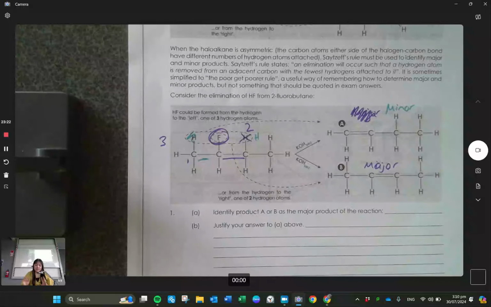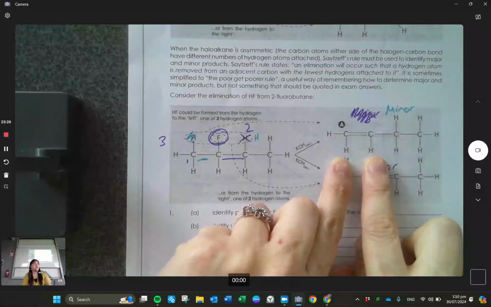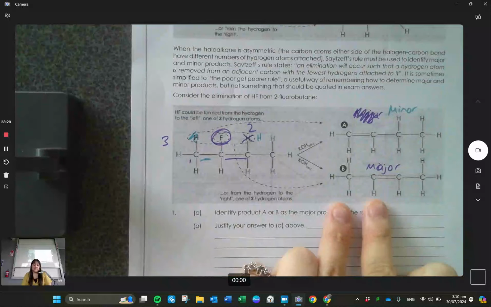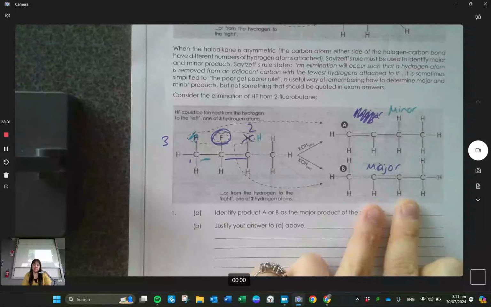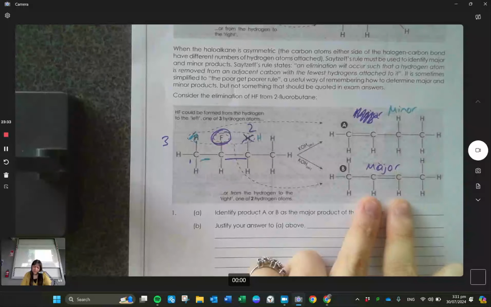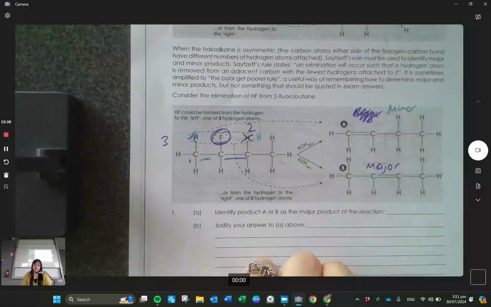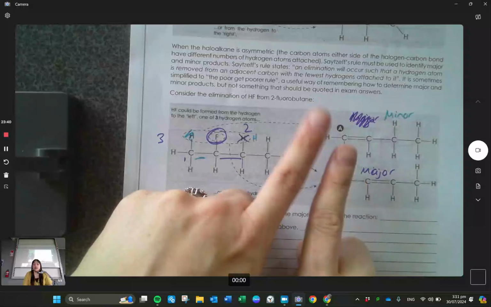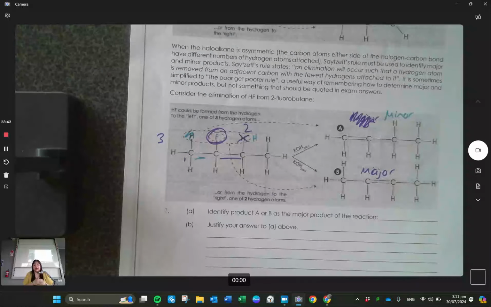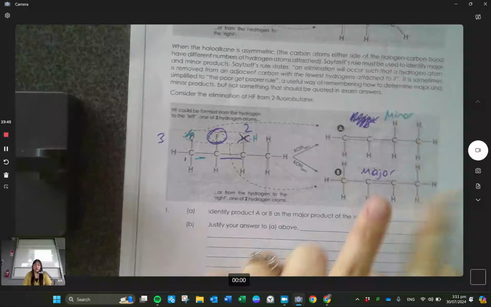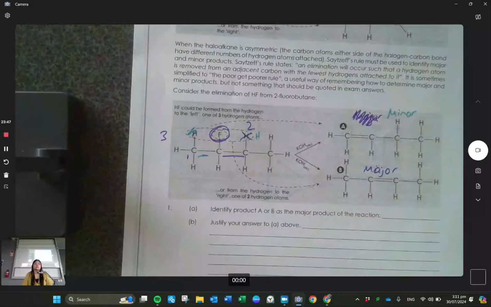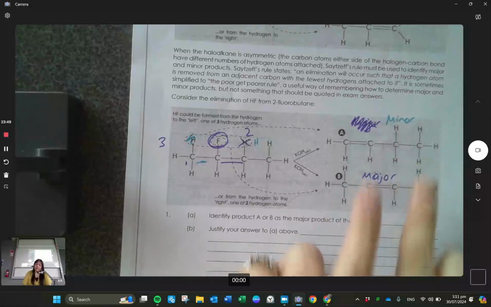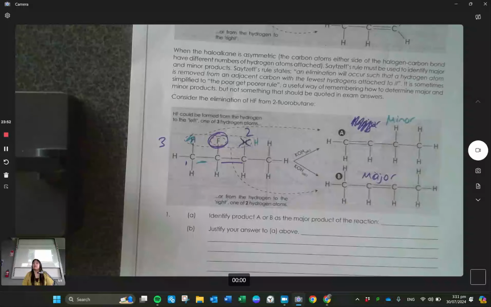Cool. This can also have possibilities of cis-trans isomers. Major can have cis-trans isomers, minor cannot, because the minor has 2 hydrogens. Okay? So when you guys are looking at some of the questions, they might give you hints, like, oh, it cannot form cis-trans isomers. Then you know it's the minor product. If it can form, then it's the major one. Getting my words confused. All right.